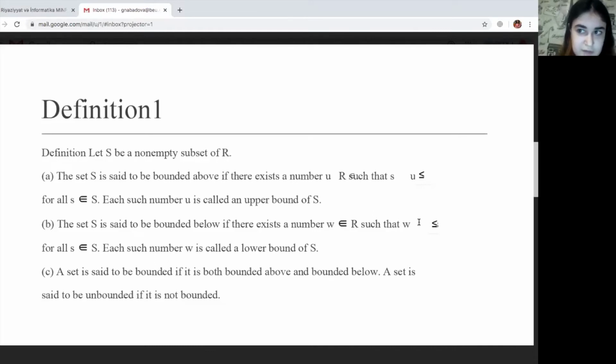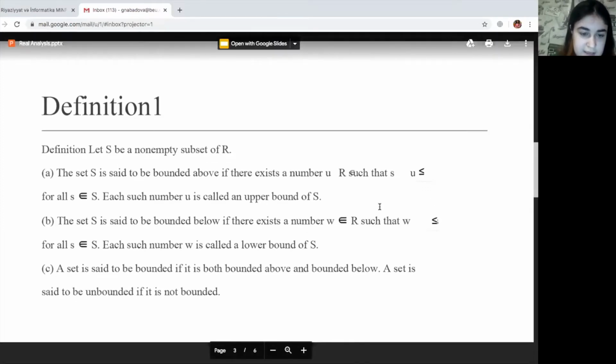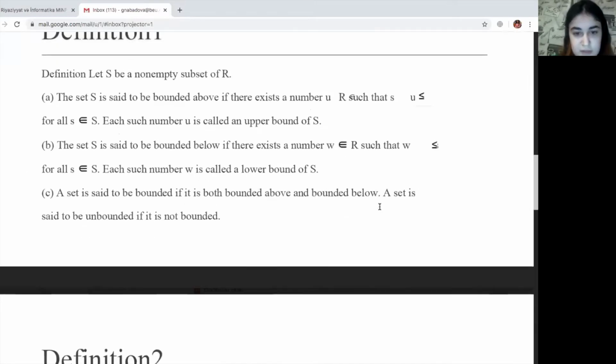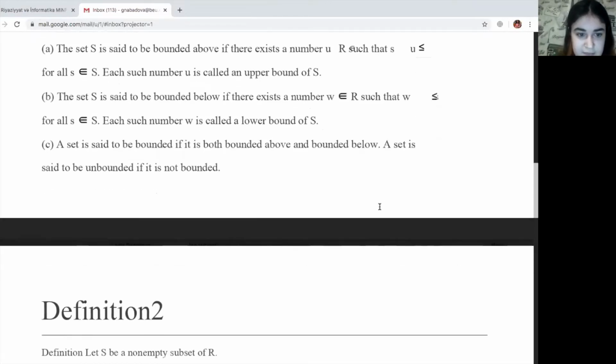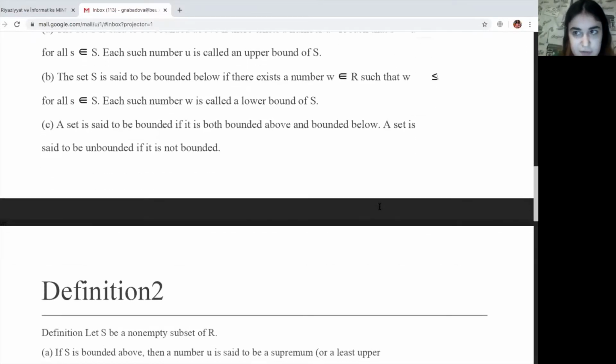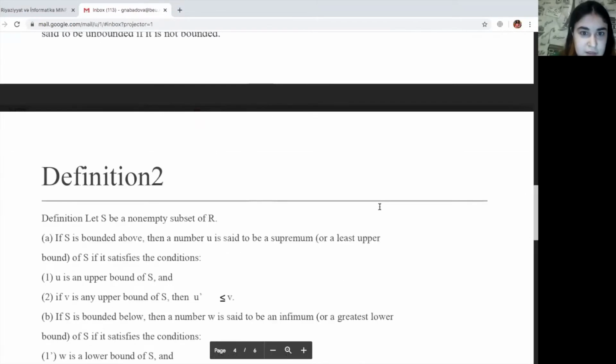Actually, we talked about it in our previous lessons. The set S is said to be bounded below if there exists a number W which belongs to R such that W is less than or equal to s for all s belonging to S. Each such number W is called a lower bound of S. At the end, a set is said to be bounded if it is both bounded above and bounded below. A set is said to be unbounded if it is not bounded. Let us continue with the other definition.